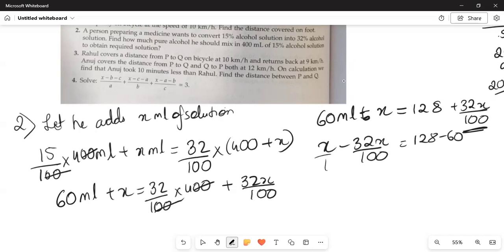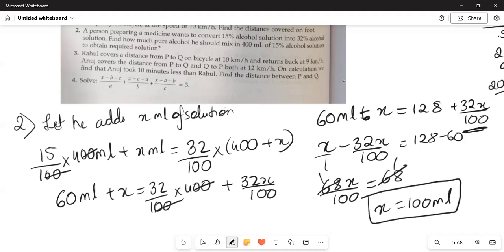This will be 100x minus 32x, that will be 68x upon 100. Easy. And this is again 68. Okay, so 68 ones are x equal to 100 ml. That's your answer. Okay. Done.